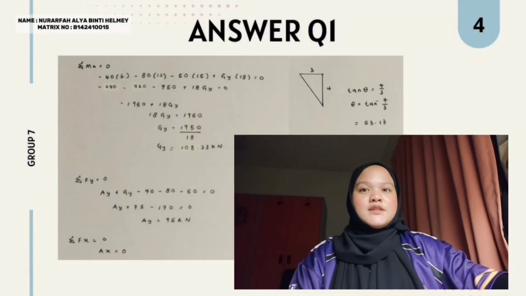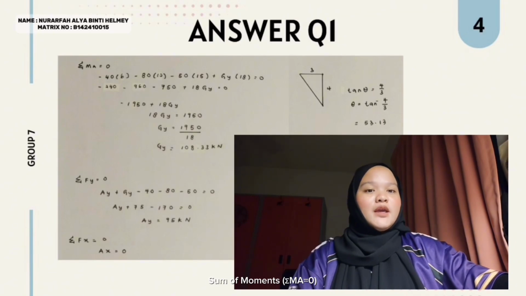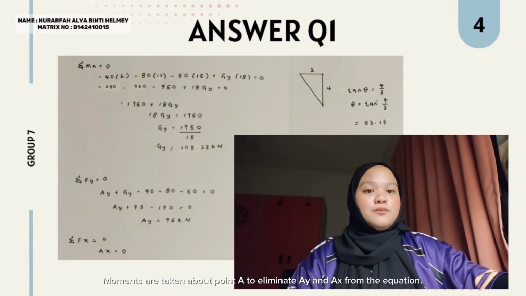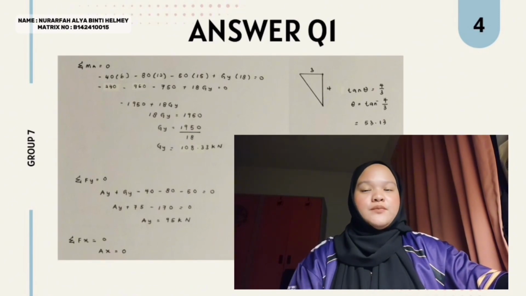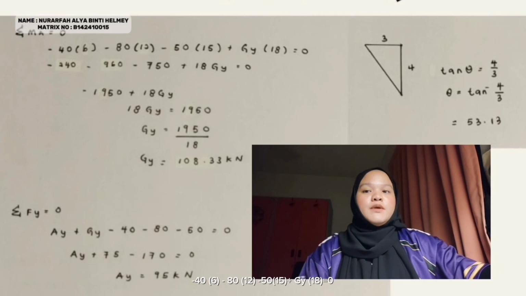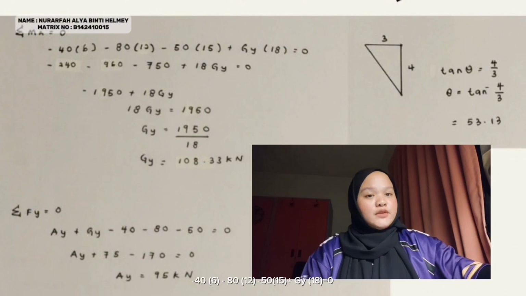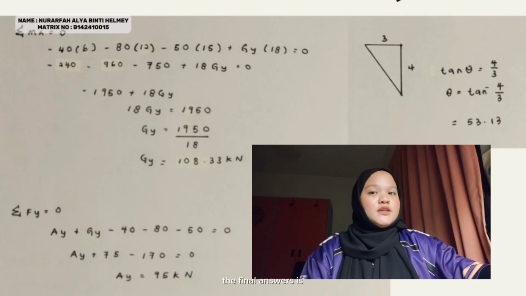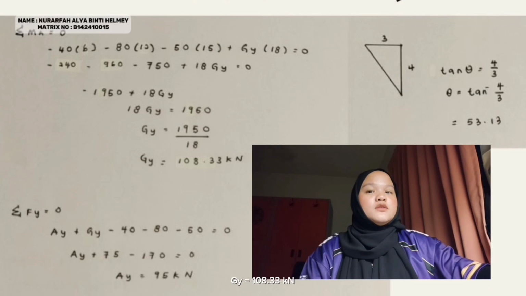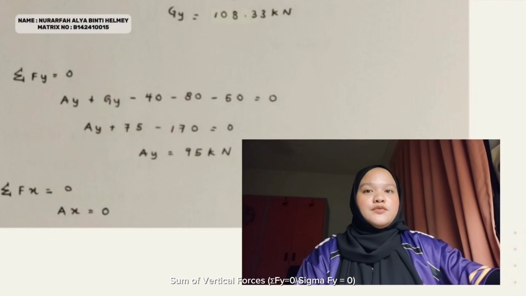First, sum of moment, sigma MA equal to 0. Moments are taken about point A to eliminate AY and AX from the equation. Negative 14 multiply 6 minus 18 multiply 12 minus 15 multiply 15 plus GY multiply 18 equal to 0. The final answer is GY equal to 108.33 kilonewton.